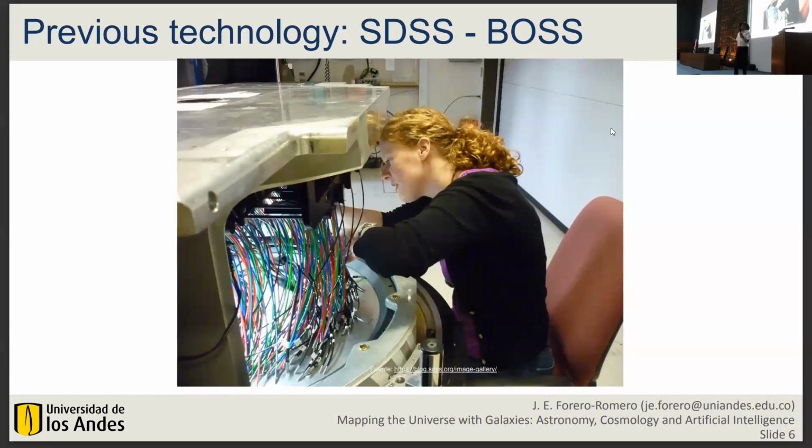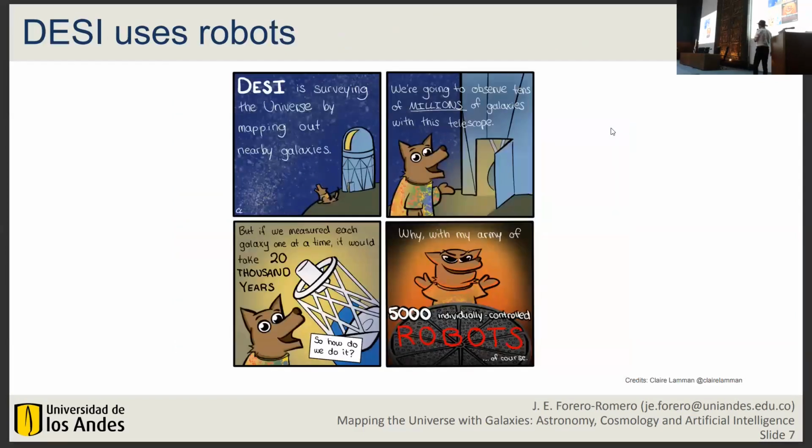If we wanted to do the same thing with DESI, with the same technology, and get millions of spectra, we would have to do this for 20,000 years. But we have to publish papers, we have to get jobs, so we cannot do it that way. So there are 3 main aspects that are helpful to the success of DESI. The first one, robots. We replace humans with robots.